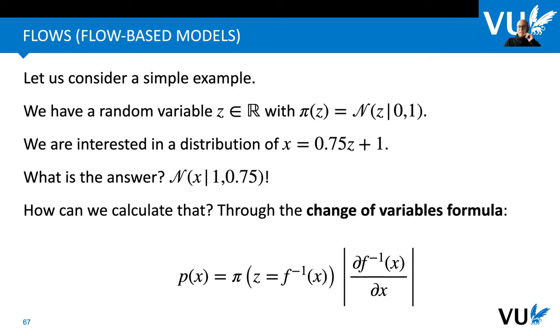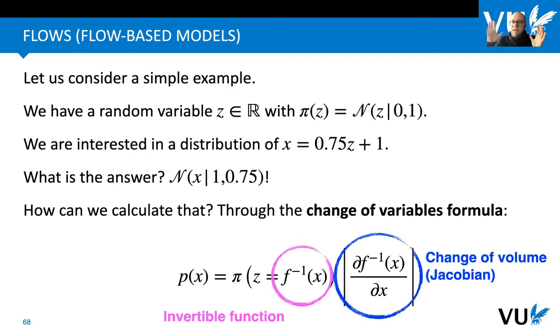The change of variables formula states that if you're interested in calculating the probability distribution of this new random variable, this is like taking the original distribution, where z is the inverse of x through some invertible function f, and we also need to normalize this distribution, because it doesn't necessarily sum to 1 by change of volume. So we use the Jacobian of this function f, all right?